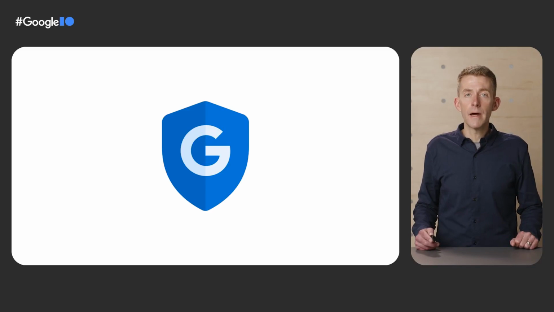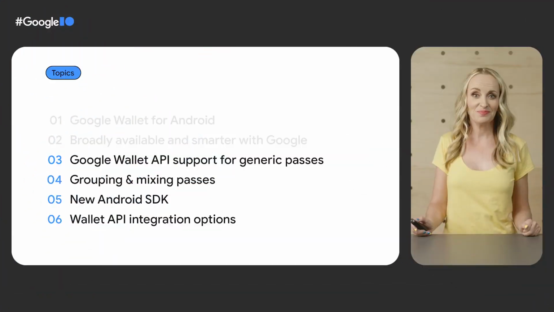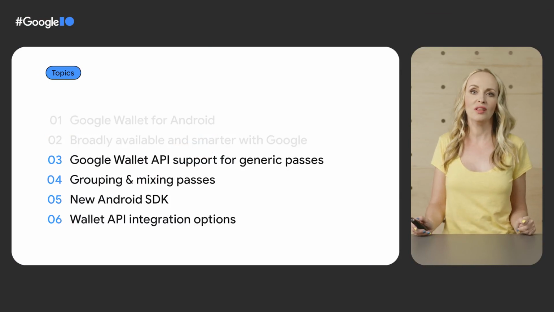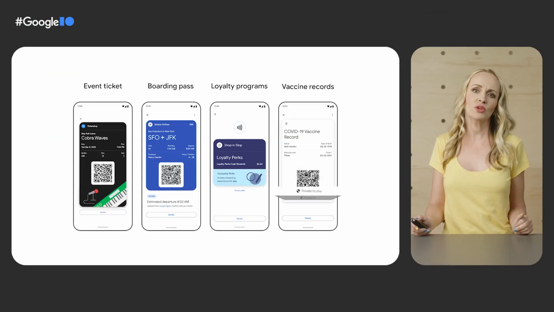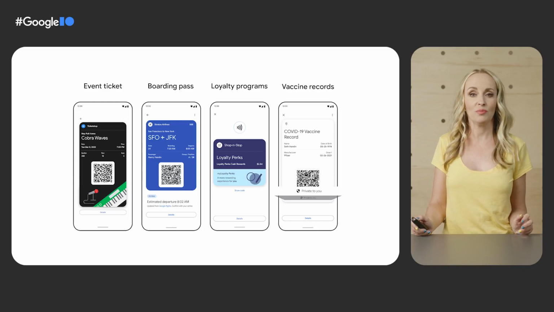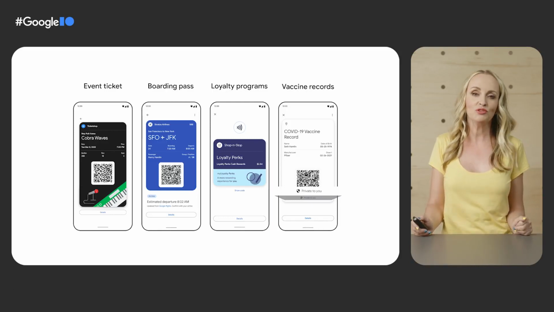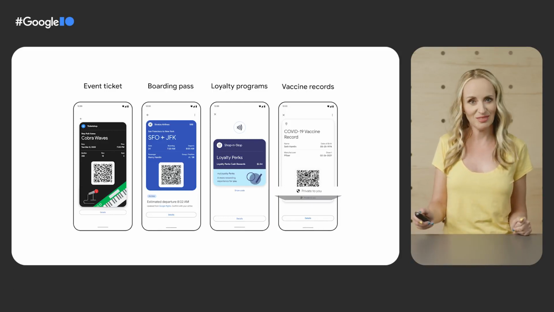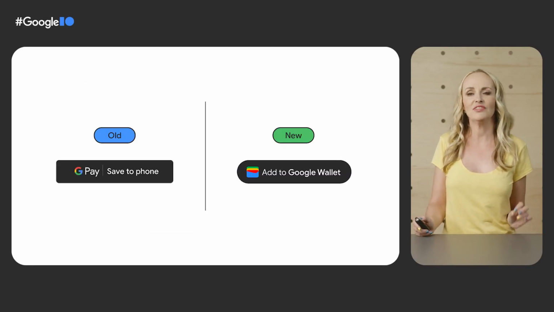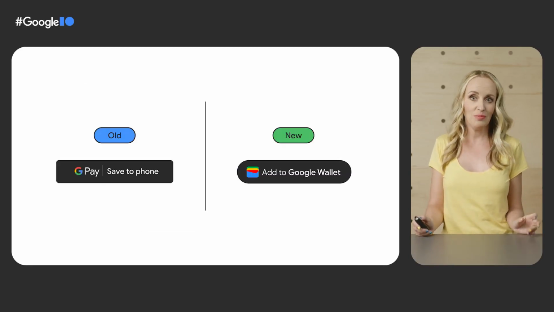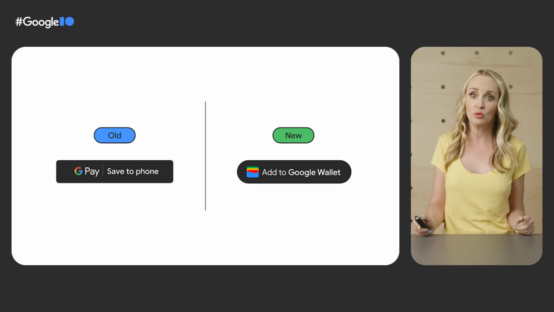Thank you, Kevin. Now that you've seen the vision, let's talk about the Google Wallet API. Formerly known as Google Pay API for passes, the Google Wallet API lets you digitize everything from boarding passes to loyalty programs and engage your customers with notifications and real-time updates. All existing developer integrations with the Passes API will continue to work once we launch Google Wallet.